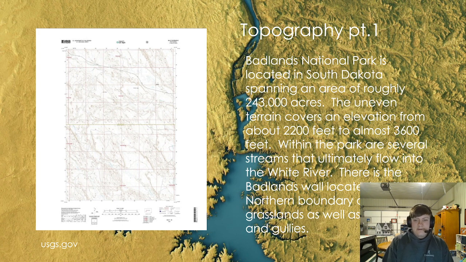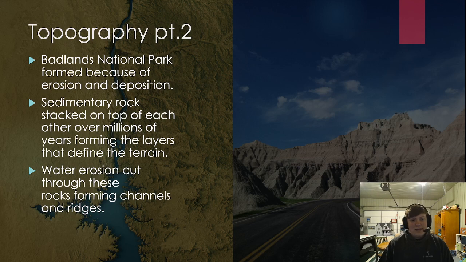Now let's go to the part 2. Badlands National Park formed because of erosion and deposition. Sedimentary rocks stacked on top of each other over millions of years, forming the layers that define the terrain. Water erosion cut through these rocks, forming channels and ridges.